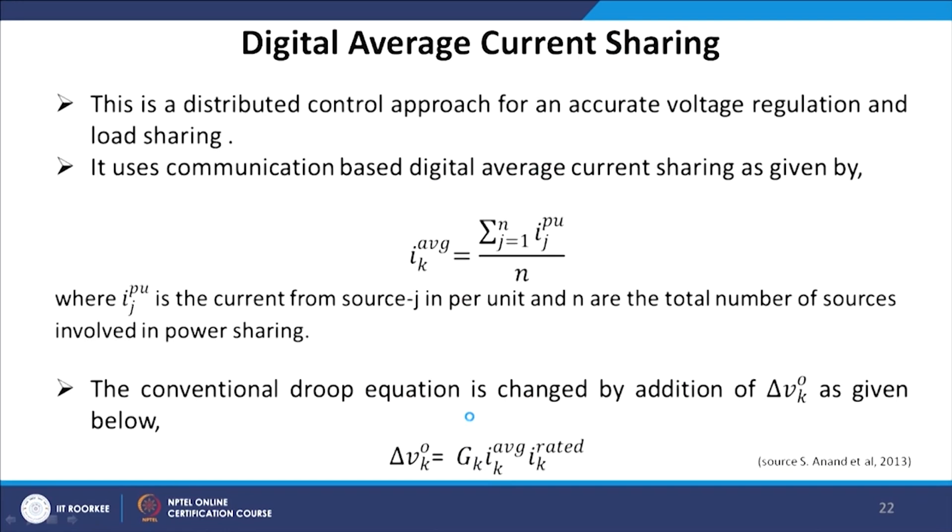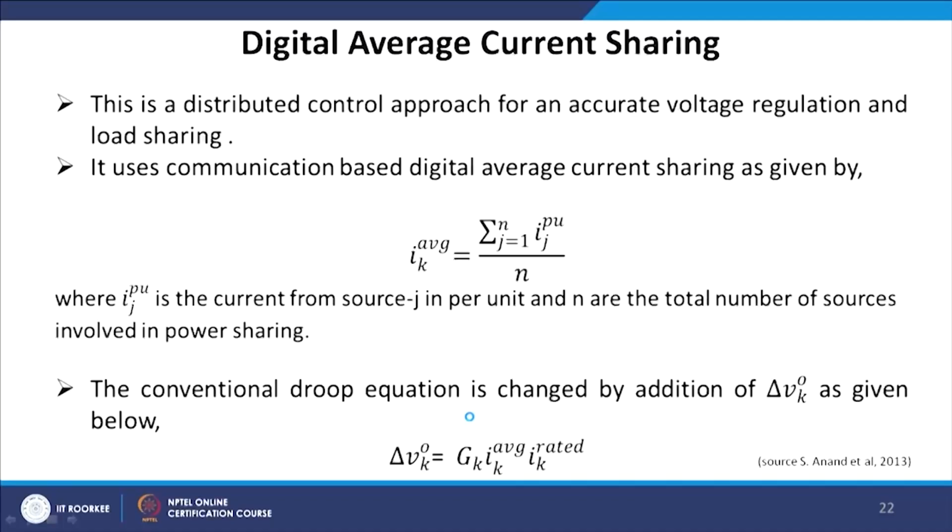When we move to digital average current sharing, this is a distributed control approach for accurate voltage regulation and load sharing. It uses communication based digital average current sharing, and the conventional droop equation is changed by the addition of delta Vk as given below. So, you can see the average current expression as well as the droop equation being changed by the addition of delta Vk in this expression.